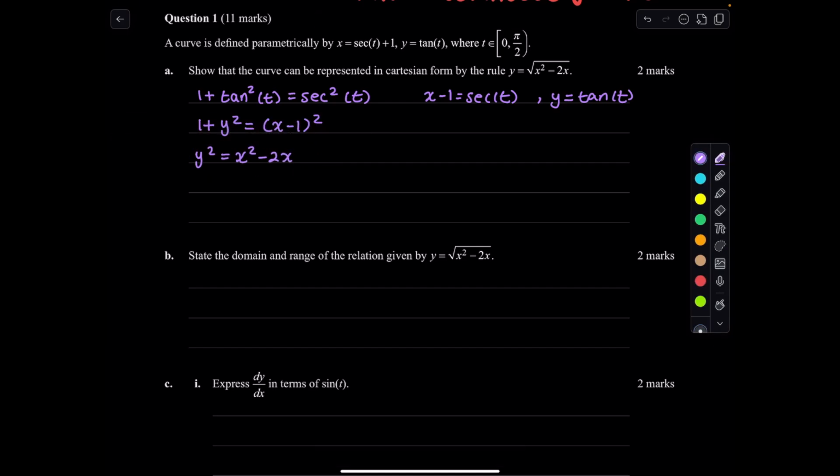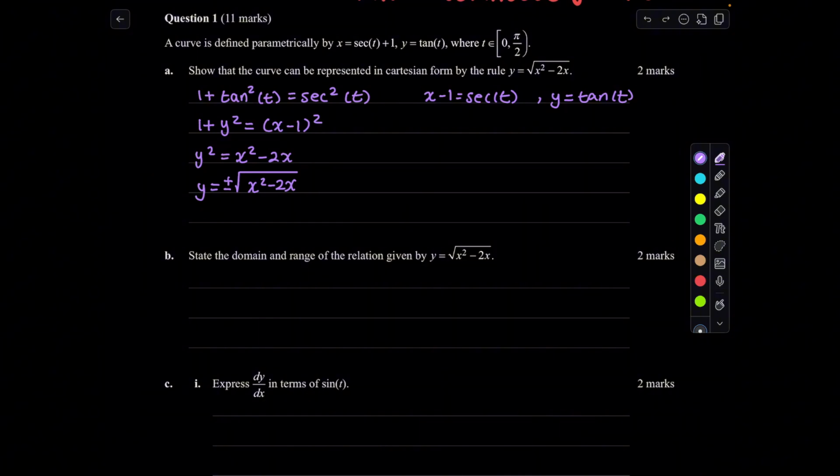And, of course, we're solving for y. So y equals, of course, plus or minus the square root of x squared minus 2x. Now, which one is it? Is it the positive or the negative? Well, is your y value positive or negative? Because remember, the whole expression here is going to be positive, especially since it's a square root. But does the y value turn out positive or negative?